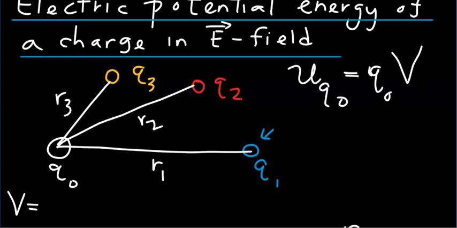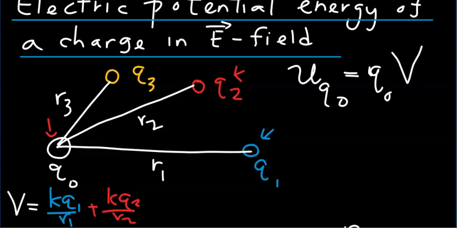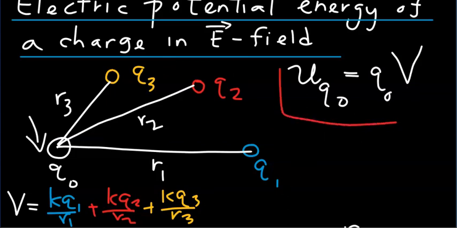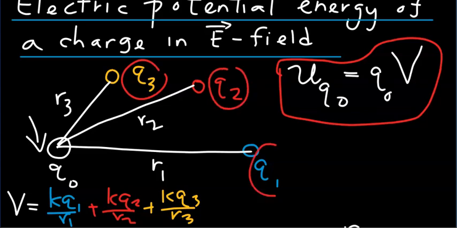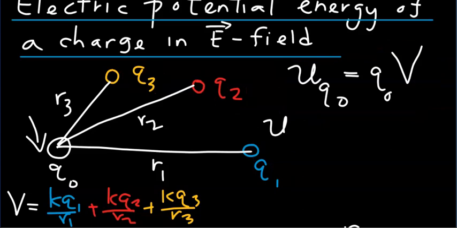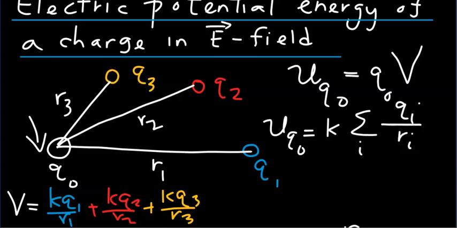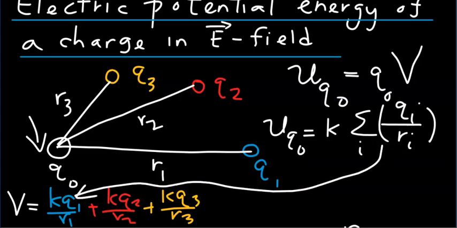Let's do it term by term. Let's do the potential created by Q1 first. It's KQ1 over R1. Next, the potential created by Q2 at Q0 is KQ2 over R2. And the third contribution comes from Q3, KQ3 over R3. Substituting this expression in here, we obtain the electric potential energy of charge Q0 sitting in an electric field created by other charges, Q1, Q2, Q3 in this case. Note that sometimes we can write this expression compactly in terms of a sum. Sigma is a sum notation, summed over terms Qi over Ri. In this particular example, this represents these three terms.